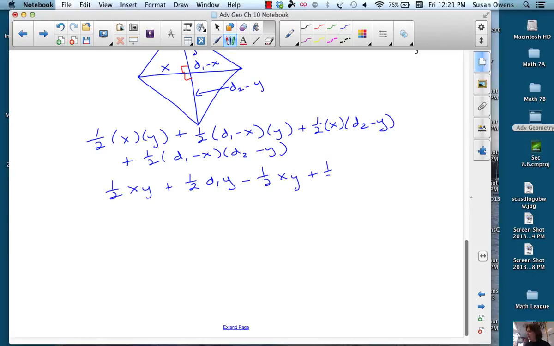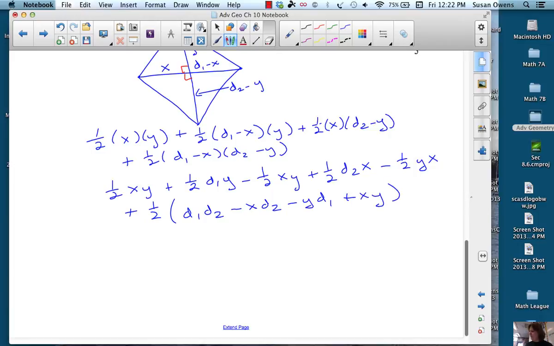And then we have plus 1/2 d2x minus 1/2 yx. And then at the bottom we've got 1/2. Now this one we're going to have to FOIL out, so I'm going to put 1/2 and then I'll FOIL it. We get d1 d2 minus x d2 minus y d1, plus xy. Okay, so let's see what we can cross out. These will cross out. That looks like it for right now.